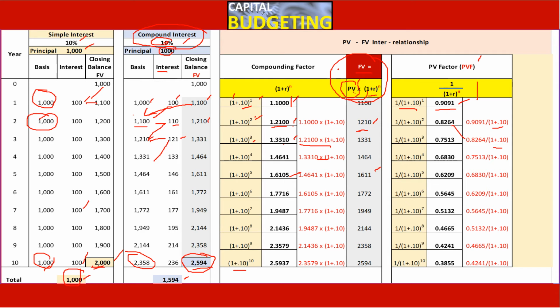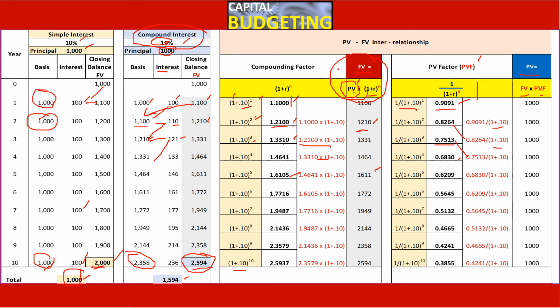8.264 divided by 1.1 leads to 7.513. Next one, 7.513 divided by 1.1. This is easy to derive if you don't have a table with you, but it is not essential. But knowing the process is of use to the professional in you. PV means future value into PVF.